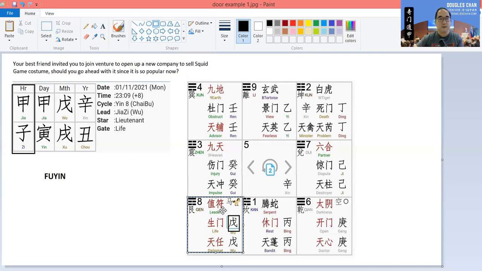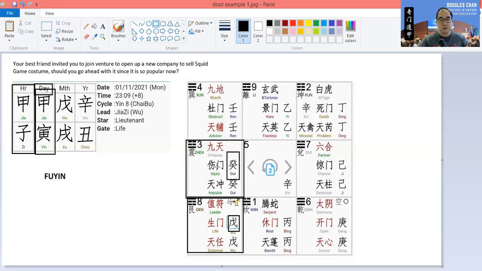Next, we look at where you are. That means where the asker, the person involved, is. So we need to look at the day stamp. Over here we have the Jia Yin. Yin equates to a Gen, and Gen is over here, in box number 3 itself.